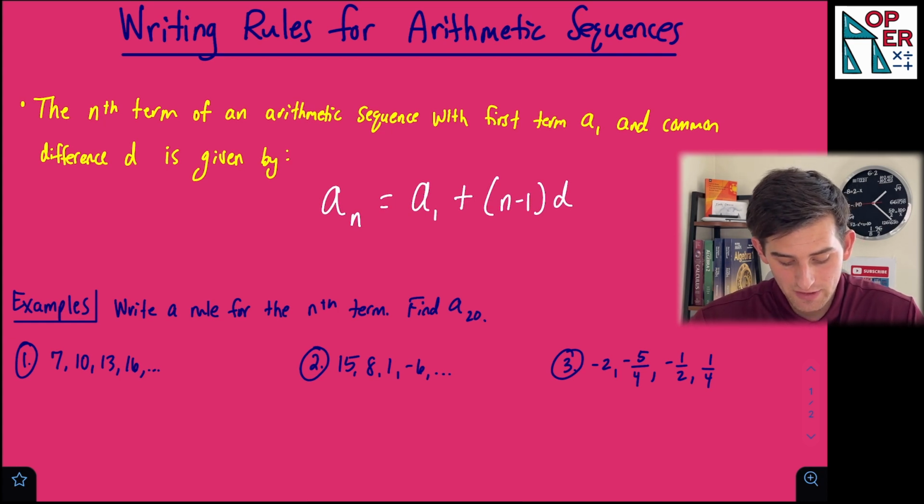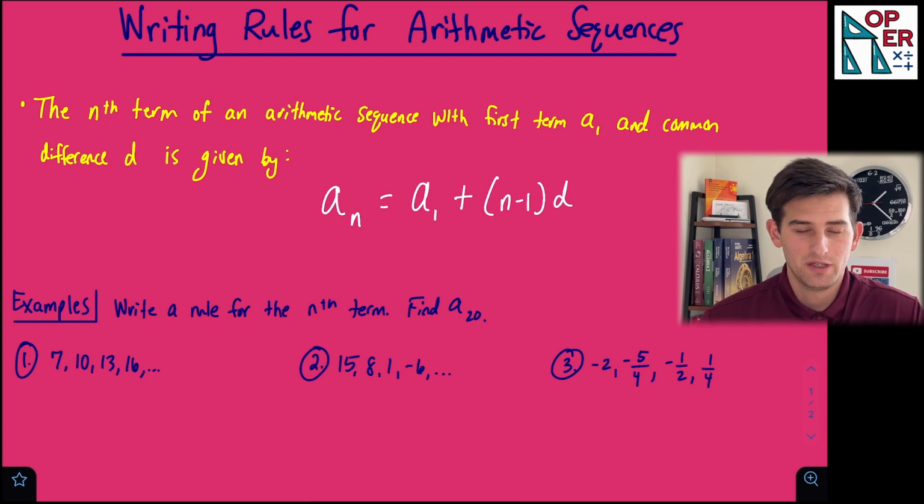So the nth term of an arithmetic sequence with first term a sub 1. I say the word sub there, it's just an abbreviation of subscript. Subscript is just the number at the bottom of the variable. And common difference d is given by a sub n is equal to a sub 1 plus n minus 1 times the common difference. So this formula here in white is the formula that we're going to use on these three examples to figure out what our nth term equation would be.